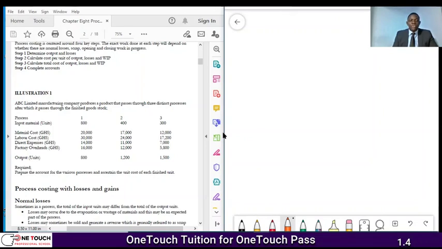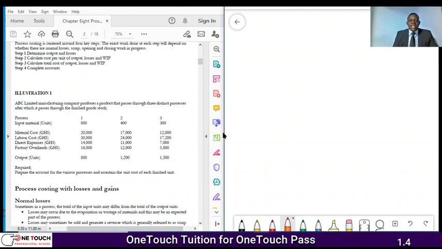Now, step 2, 400 materials were added, because the beginning of step 2, process 2, starts with the output of process 1, and they added 400 to it. That's how come the output is 1,200. Now the material cost added to process 2 was 17,000. Labor costs incurred on the materials added was 24,000, direct expenses 11,000, and the factory overhead was 12,000.